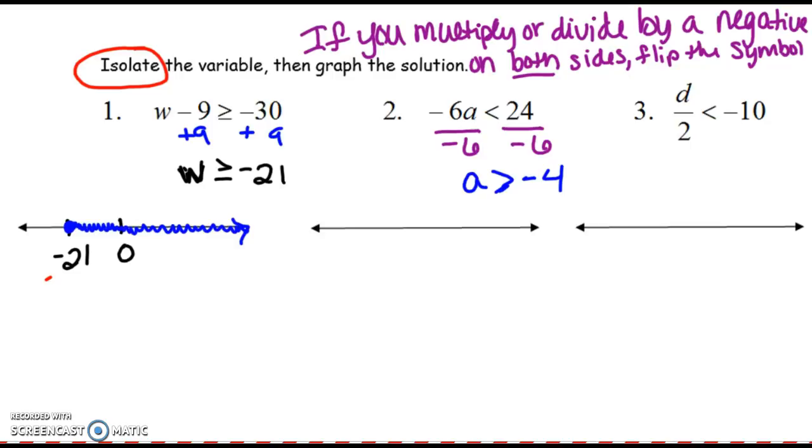And when we go to graph that, we have 0. I'm going to use an open circle because negative 4 won't work. If I put negative 4 in there, I get positive 24. 24 is not less than 24. But if I put anything bigger than negative 4 on up all through the positives, it will work. My answer will come out to less than 24.